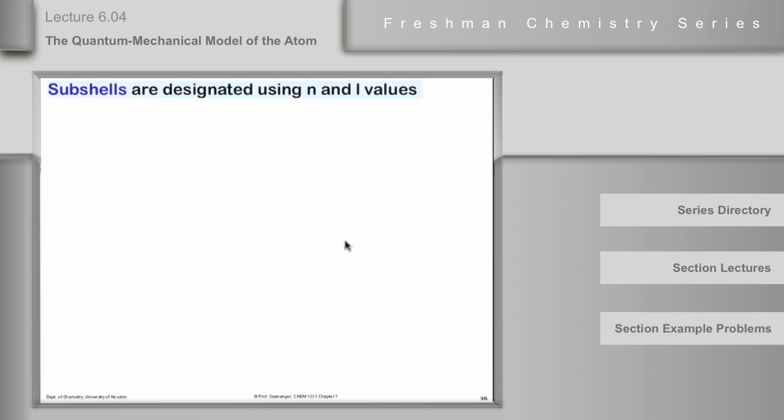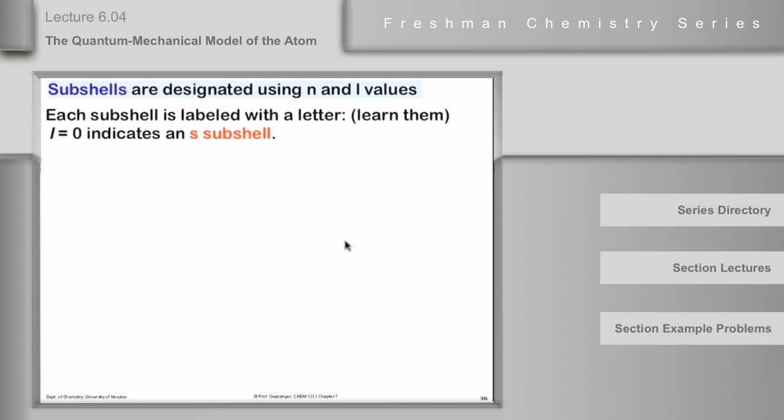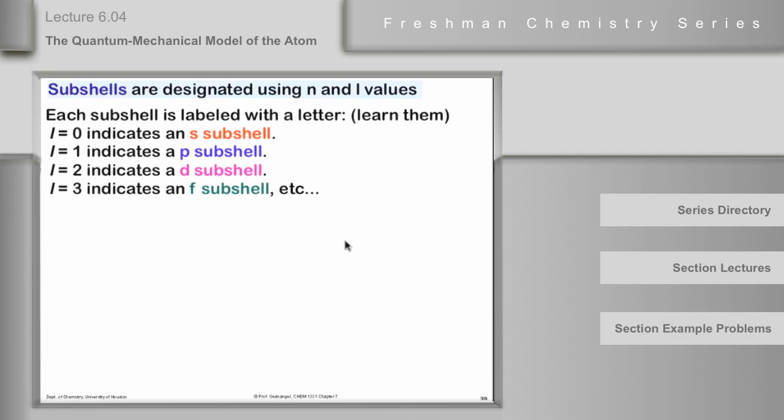Subshells are designated by allowed combinations of n and L. Each subshell is labeled with a letter, and you need to learn these letters. They're pretty simple. When L equals 0, this corresponds to an s subshell. When L equals 1, we call it a p subshell. 2, we call it a d subshell. 3, we call it an f subshell. And if you get any above 3, they go alphabetically from there on: g, h, i, j, k, and so forth.